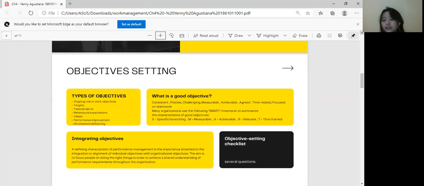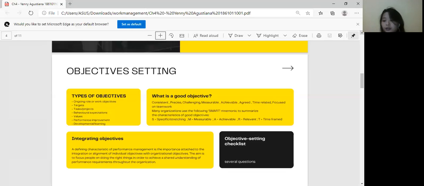And the second is measurable. It means that it includes quantity, quality, time, and money, so it can be measured. And after that, achievable. It's challenging, but within reason. You need to achieve something, but it should match reality. It's also challenging, but we can think it still can be reached.